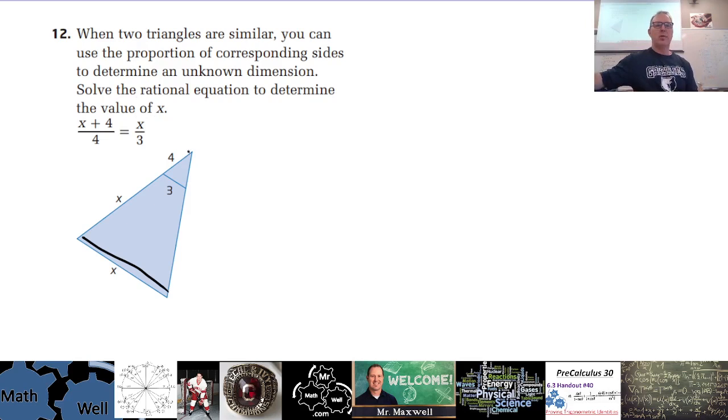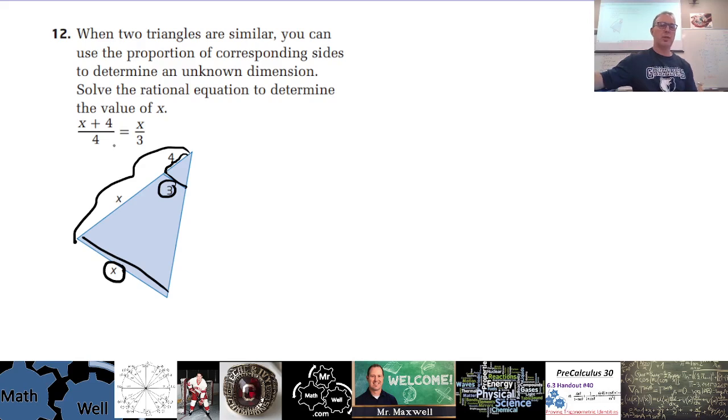But x plus 4 is this long side in the larger triangle, and 4 is the corresponding shorter side of the smaller triangle. And then this x right here is corresponding to this 3 right here. So we have two x's, these are the same length obviously. And so we're going to go ahead and try and solve this.